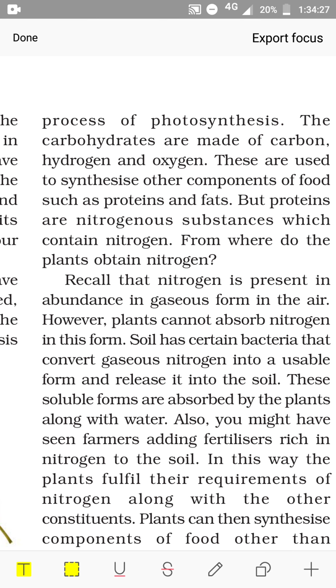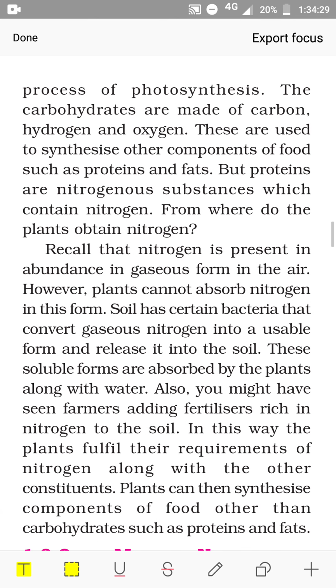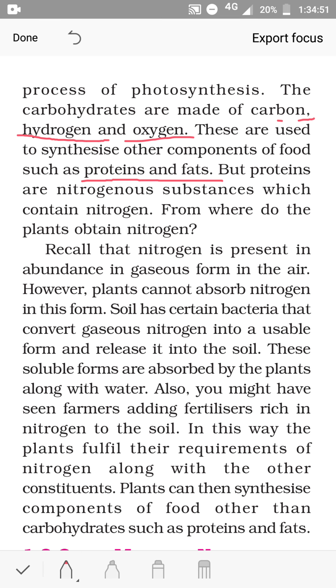Plants make their food by the process called photosynthesis. The carbohydrates they produce are made of carbon, hydrogen and oxygen. These are used to synthesize other components of food such as proteins and fats. So carbohydrate is made up of what? Carbon, hydrogen and oxygen. This carbon, hydrogen and oxygen they use to make proteins and fats.